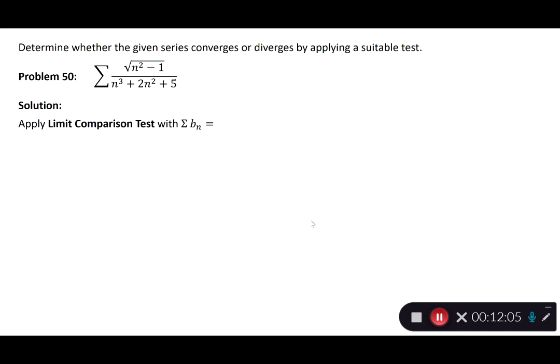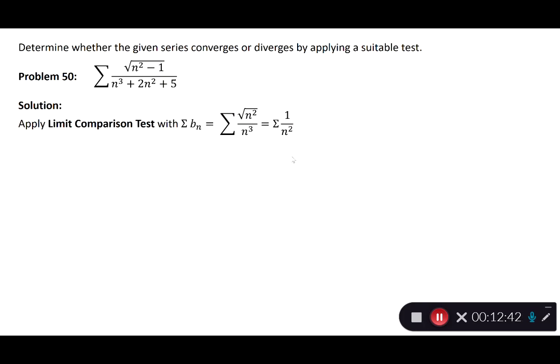Preferably, I like limit comparison tests for the most part, but there are some instances where I choose comparison. So what should we pick for sigma b sub n? You remember? The highest term on the top, ignoring the lower order terms, over the highest term in the bottom, ignoring the lower order terms, right? Which means on the top we would have square root of n square, and in the bottom we'll have n cube. Would you agree? Yep. So sigma 1 over n square.